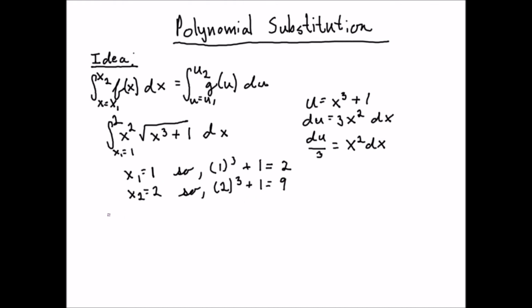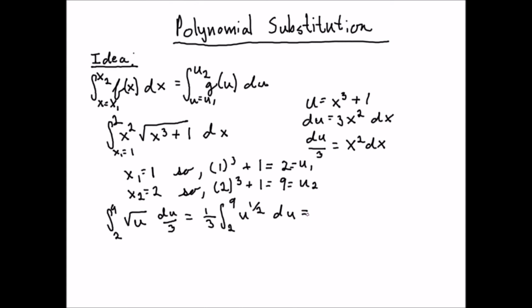Now I can begin rewriting and substituting everything. I have my integral, and I've rewritten x squared dx as du over 3, and the x cubed plus 1 is now my new u, so I can rewrite that as the square root of u. With the new limits of integration, we're going from 2 to 9, because this is my u1 and this is my u2. Now I'm going to bring the 1/3 out to the front, because I think it'll make it much easier to solve. The square root of u can just be rewritten as u to the 1/2, and du. Now we can just begin integrating this like a regular polynomial.